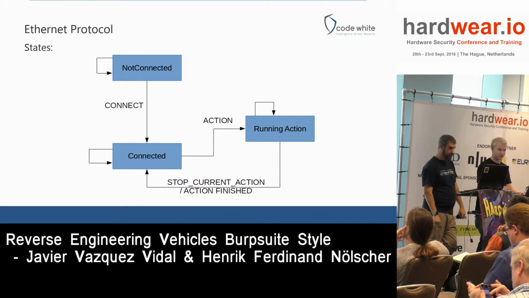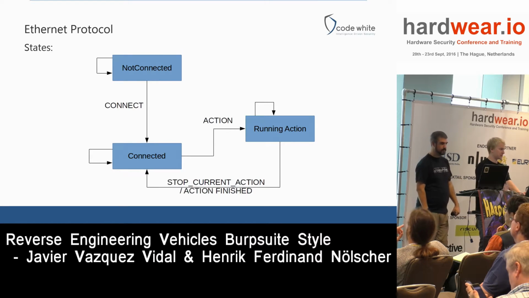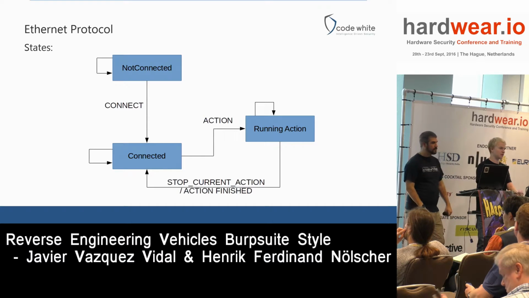The Ethernet protocol is pretty simple. It will just broadcast every 2 seconds, hi, I'm here. And then the CanBadger server will connect. We will send a connect packet, then it will poll for commands until it gets stop current action or action finish. The command will be like lock CAN traffic or replay a packet, and once that's done, it's going to be polling for another action again.